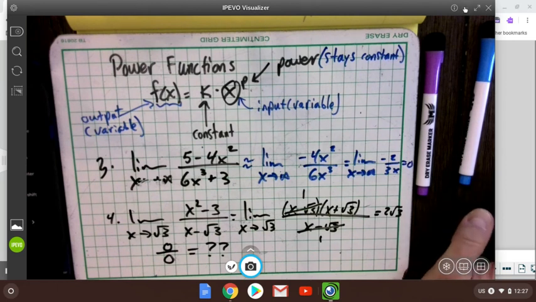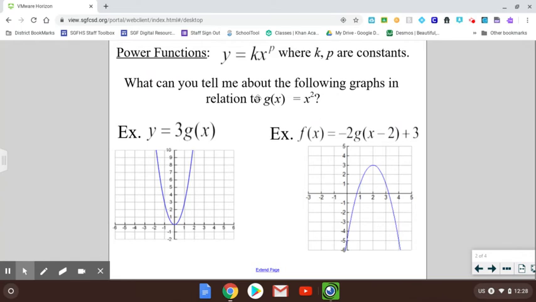Alrighty? So anyway, just some practice with limits. We haven't talked about them in a while. We're going to go back to talking about what a power function is. That's going right here.